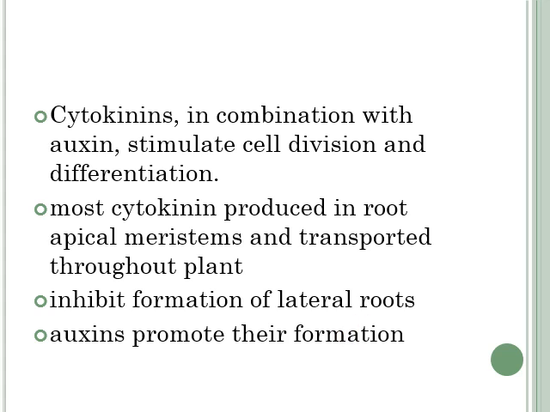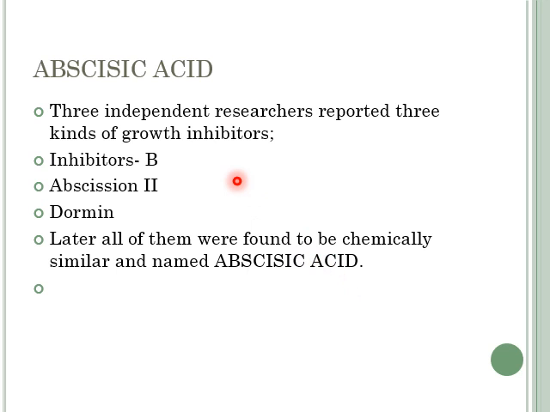The next is abscisic acid. This is the only plant growth regulator which is an inhibitor. Three independent researchers reported three kinds of growth inhibitors, that is inhibitor B, abscission II, and dormin. Later, all of them were found to be chemically similar and they are known as abscisic acid or ABA, which is the growth inhibitor.